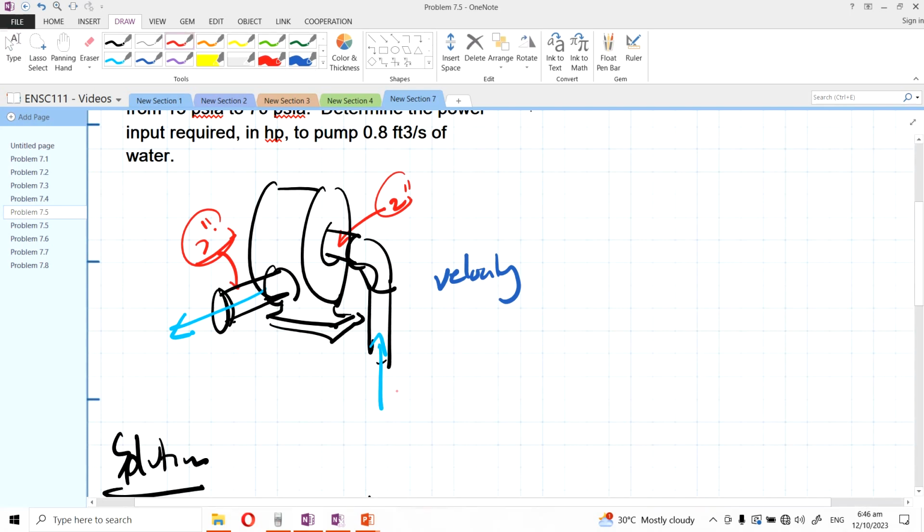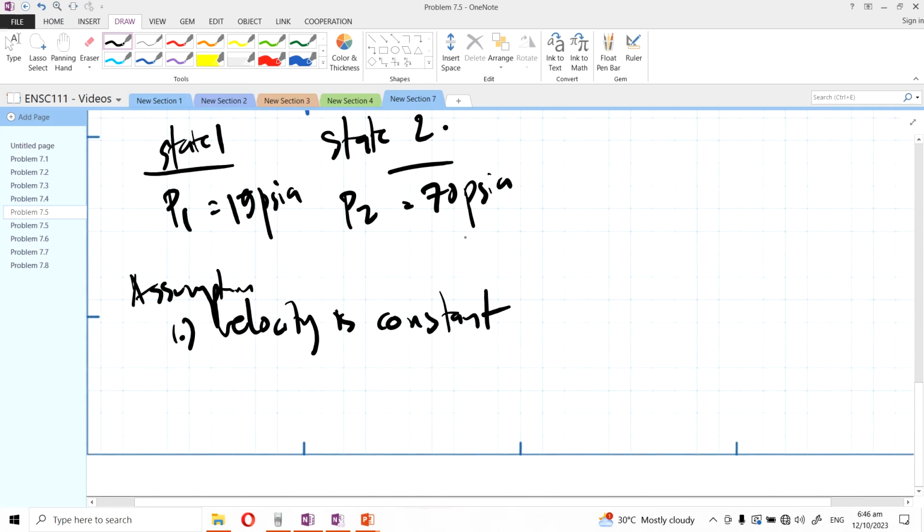So I say 0.8 cubic foot per second here, 0.8 cubic foot per second. Everything else is the same. That means that the velocity is actually the same. Later on, we will discuss this under the mass flow rates topic after this sample problem, right? So velocity is constant.